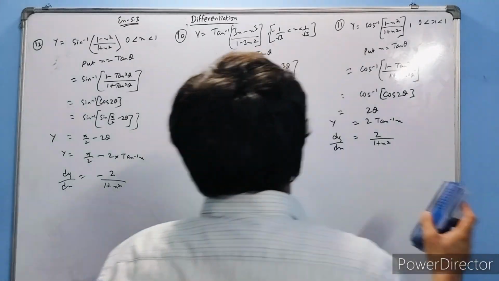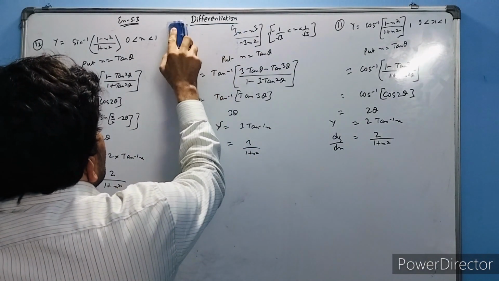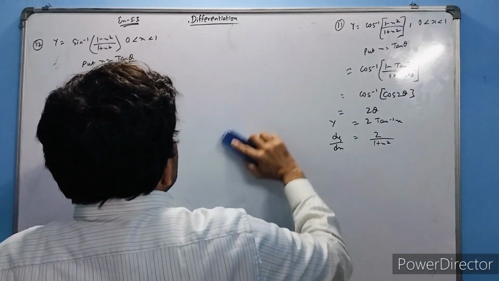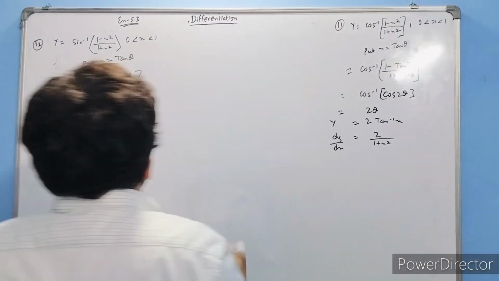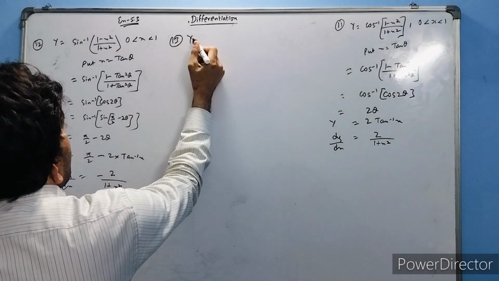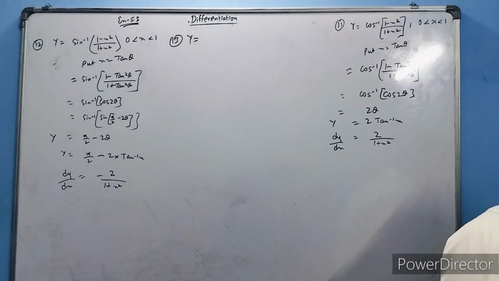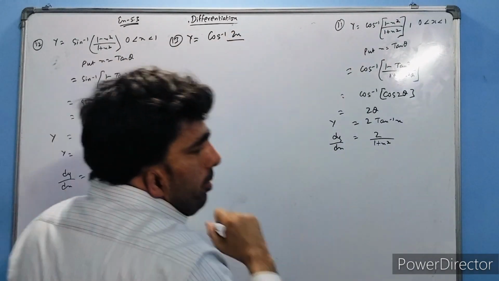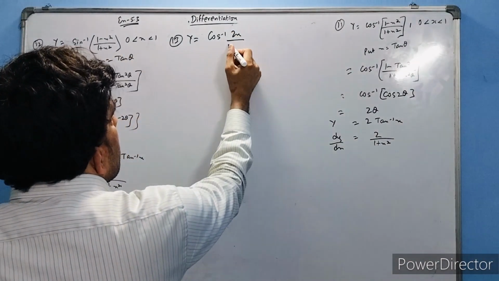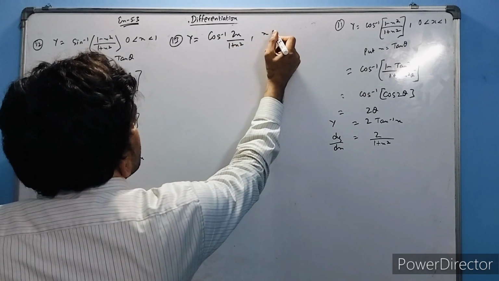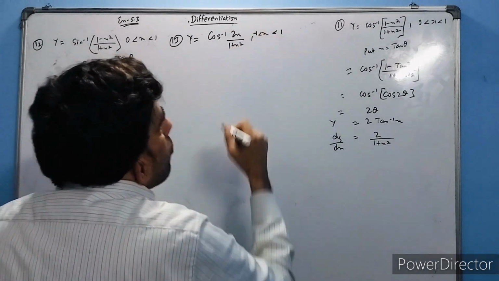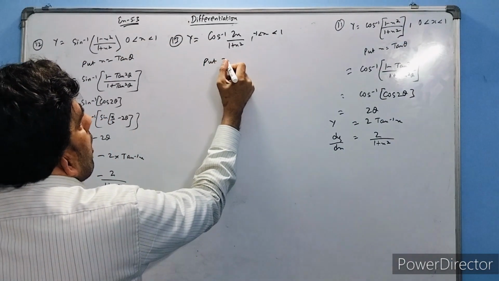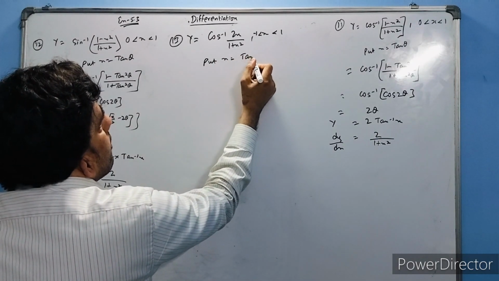Now try to solve the 13th question. Let us see what they have given. In the 13th, they have given y is equal to cos inverse 2x upon (1 plus x square), where x lies between minus 1 to 1. Okay, so we can say put x is equal to tan theta.